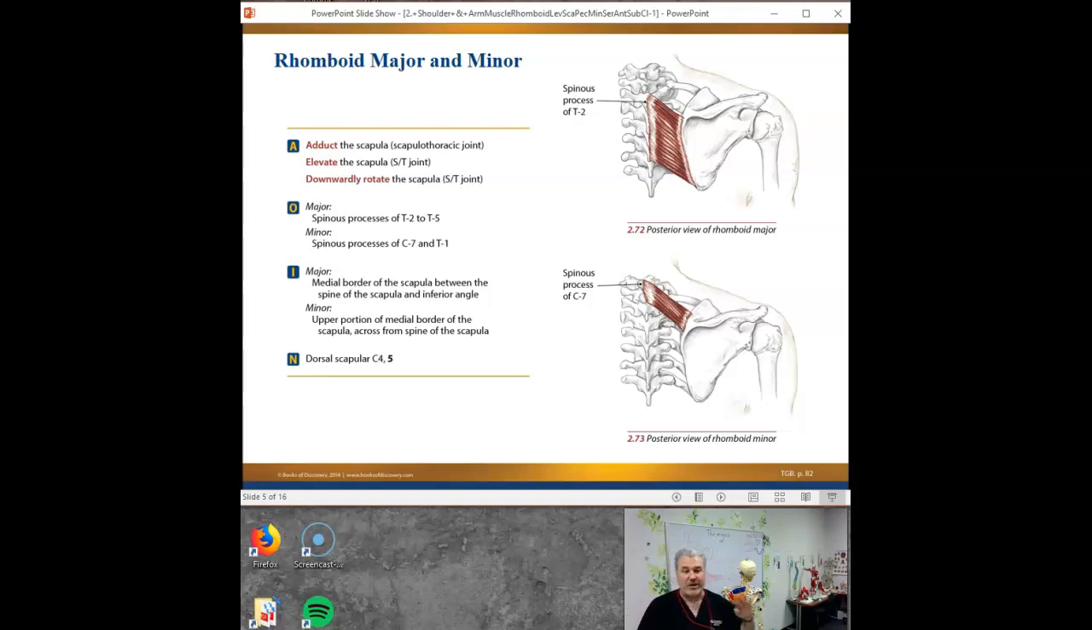So, the rhomboid major is underneath the rhomboid minor. This doesn't always work, but I usually tell myself the minor rides on the shoulders of the major. When my little girl was little, she'd ride on my shoulders all the time. The minor rides on the shoulders of the major. So the minor's above the major. But anyway, the major is about 4 fingers wide. The minor is about 2 fingers wide. Yep. Miss Yanez, how wide is the major? About 4 fingers. Thank you. Miss Torres, how wide is the minor?